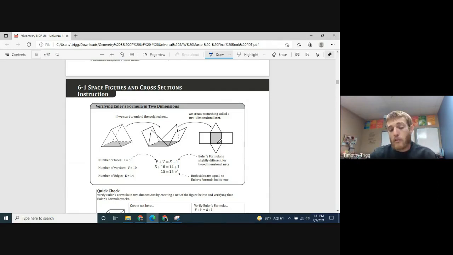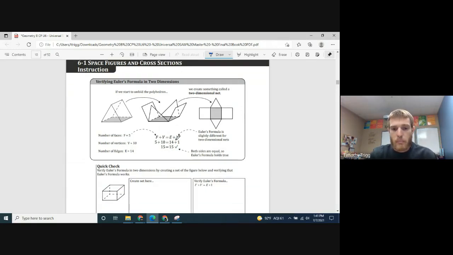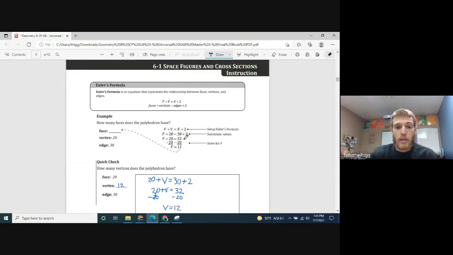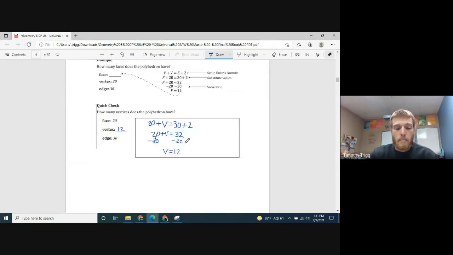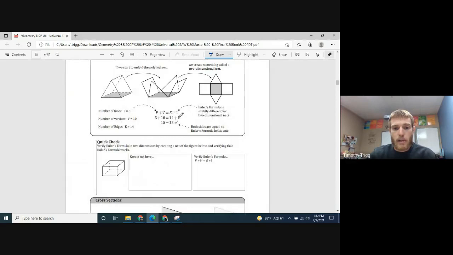Now, when you flatten out to a net, it changes Euler's formula a little bit. Instead of a +2, it would say +1. Okay, so Euler's formula changes when you flatten it out to a net. Before, remember, we'd have a +2 here. But when you flatten it out to a net, it's a +1 instead.